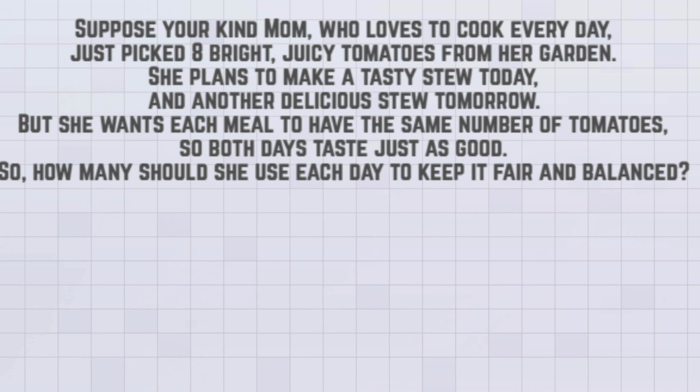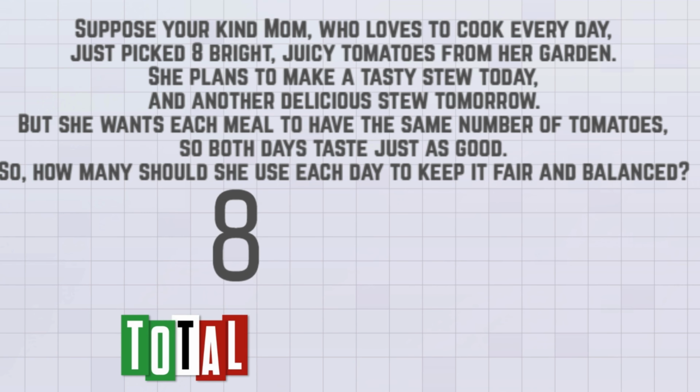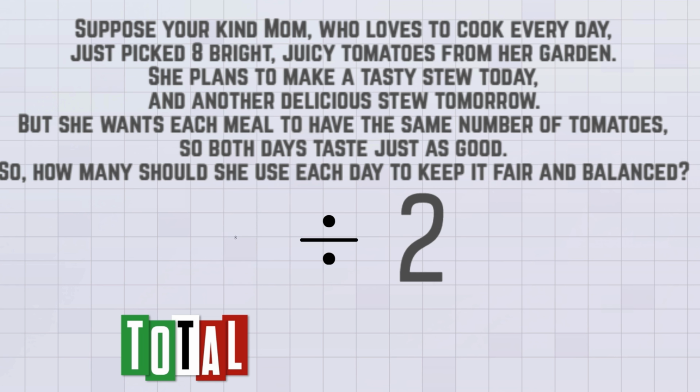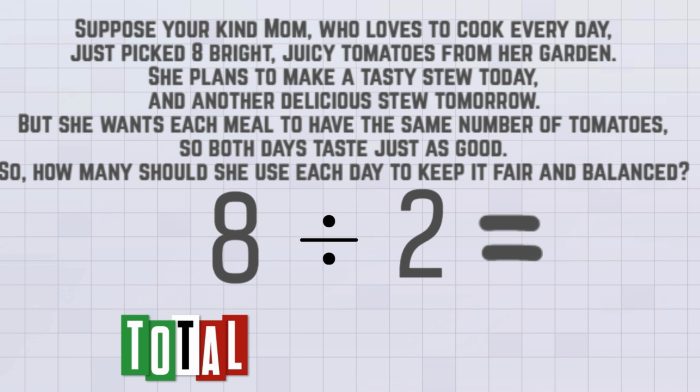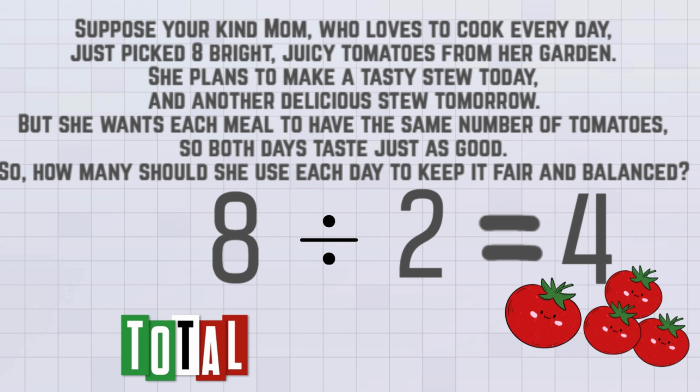Let's think about it carefully. We take the total 8 tomatoes and divide them by 2 days. If we share 8 equally between 2 days, each day gets 4 tomatoes. So Mum will use 4 tomatoes today and 4 tomatoes tomorrow. No leftovers, no confusion, just perfect balance and a happy kitchen.